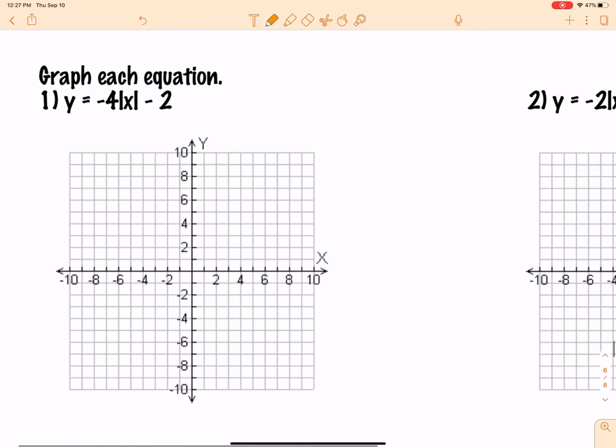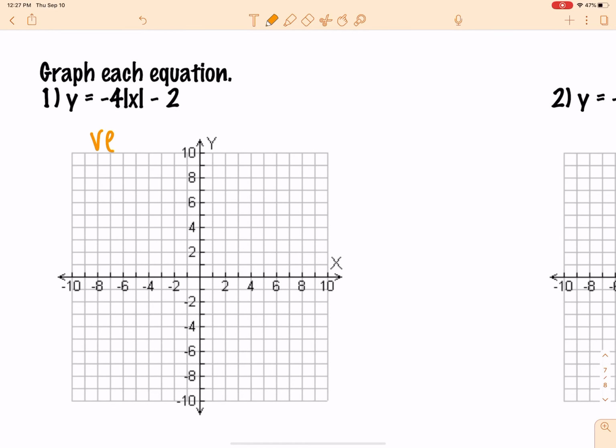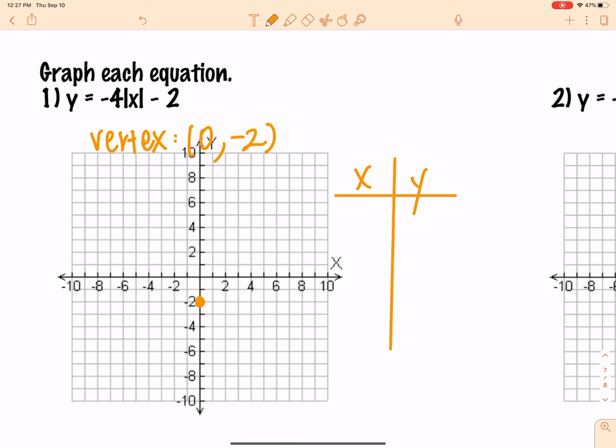All right, so for number 1, the first thing you should always do is find the vertex. So the vertex is opposite of the inside. There's no number there, so it's 0. And then whatever number's on the outside, -2. So just by staring at the graph, I already know what the vertex is. So I like to make an XY chart. So it's (0, -2). All you have to do is find one number above, one number below. And since we know that this is symmetrical, we're just going to have to evaluate one of the numbers, and then we'll be done. So I'm going to plug in 1.